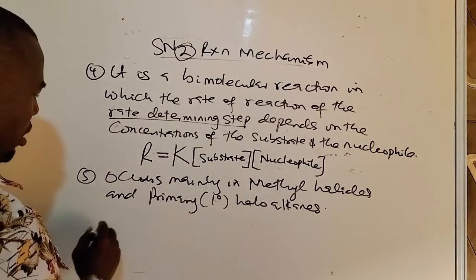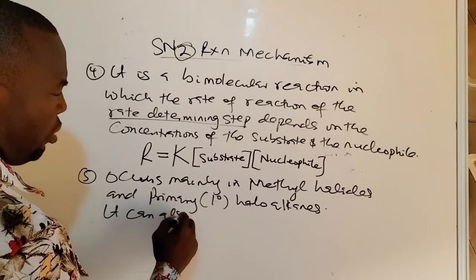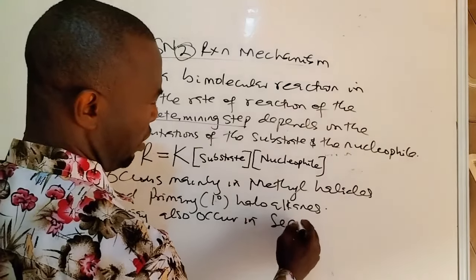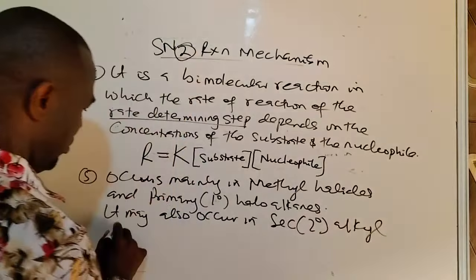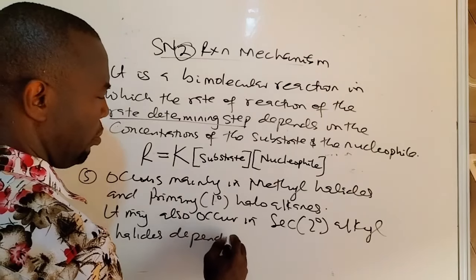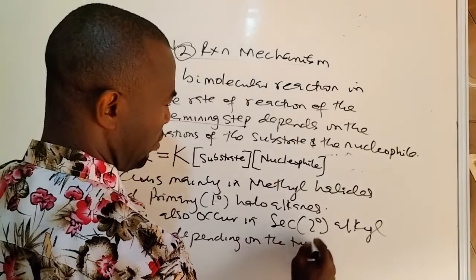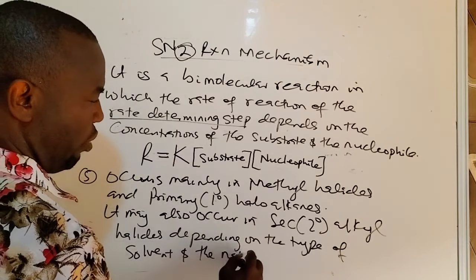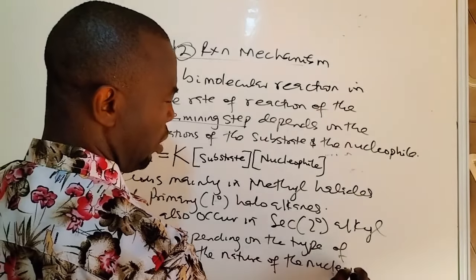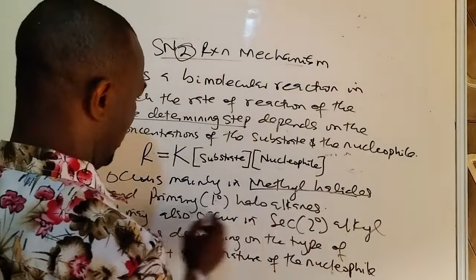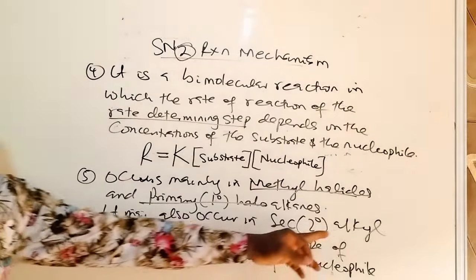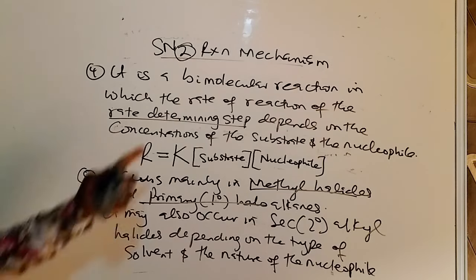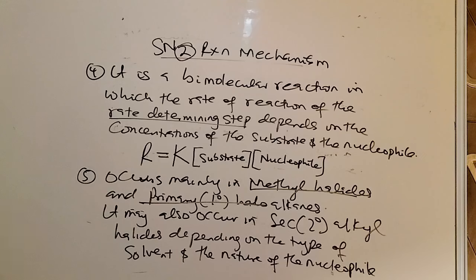So it can also occur, this one it may, not a must, also occur in secondary or 2-degree alkyl halides, depending on the nature of the solvent or the type of solvent used in the reaction and the nature of the nucleophile. But as a rule, it occurs mainly in methyl halides and in primary alkyl halides. For it to occur in secondary alkyl halide depends on the kind of solvent used and the nature of the nucleophile. It does not occur in 3-degree alkyl halides. I repeat, SN2 reaction does not occur with 3-degree or tertiary alkyl halides.